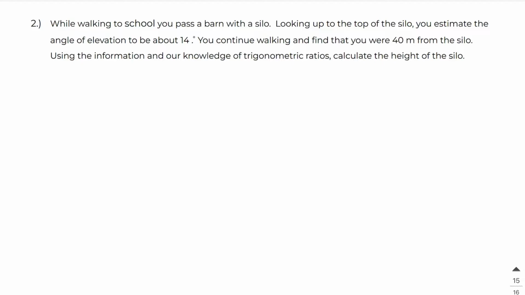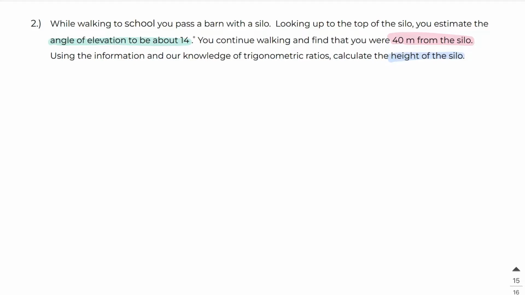All right, and number 2, while walking to school, you pass a barn with a silo. Looking up to the top of the silo, you estimate that the angle of elevation is about 14 degrees. And then it says you continue walking and find that you are 40 meters from the silo. Using the information and our knowledge of trig ratios, calculate the height of the silo. Okay, so I want to know, what is the height of the silo going to be?